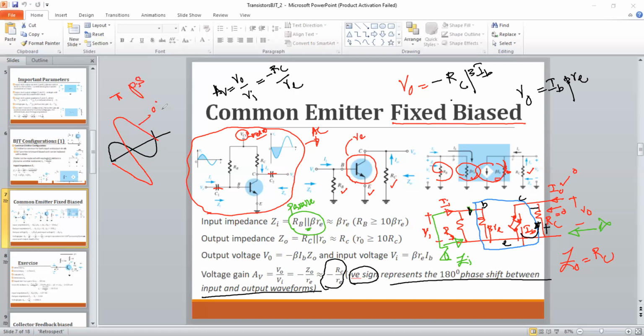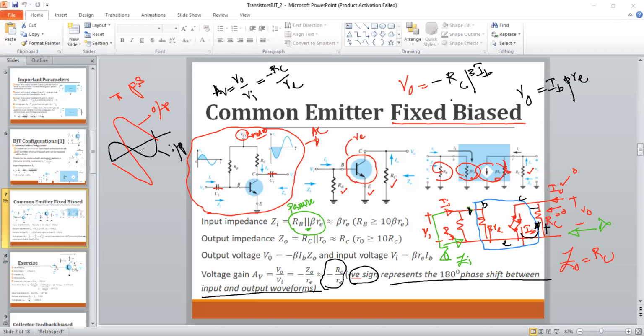So this is your output and this is your input. Due to that 180-degree phase shift, you get the negative sign for the voltage gain. This negative sign is not a negative gain, it simply represents a 180-degree phase shift with respect to the input. So if you have an input signal indicated in the black line, you will get an amplified version simply inverted by 180 degrees. So this is the physical meaning of this negative sign.